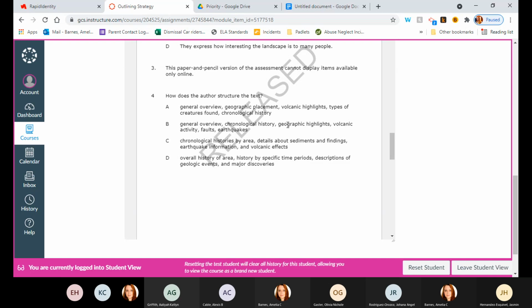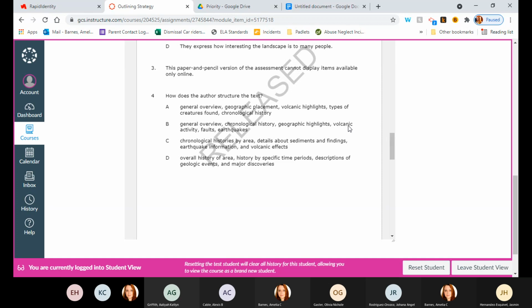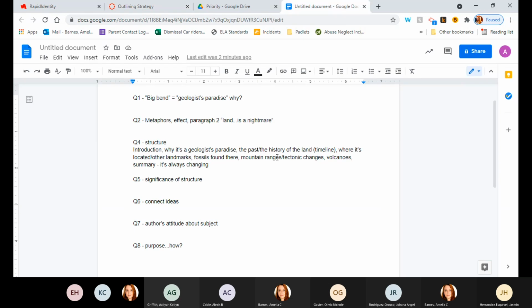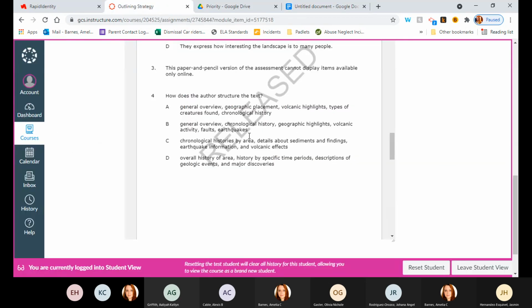Okay, so then let's check and make sure everything else in the list also falls along that same path. So the next thing would be geographic highlights. Okay, so where it's located, right? Other landmarks. Volcanic activity. Right, we've got that. Mountain ranges, tectonic changes, volcanoes. Faults and earthquakes. So that all fits together. So B is your best answer. So if you were trying to do this without taking notes as you read, you would have to go back and check every single one of these answers. But because we took those notes, we can quickly eliminate things and keep moving.